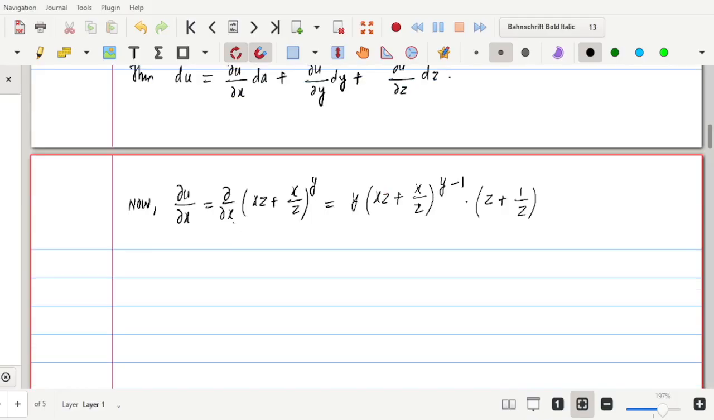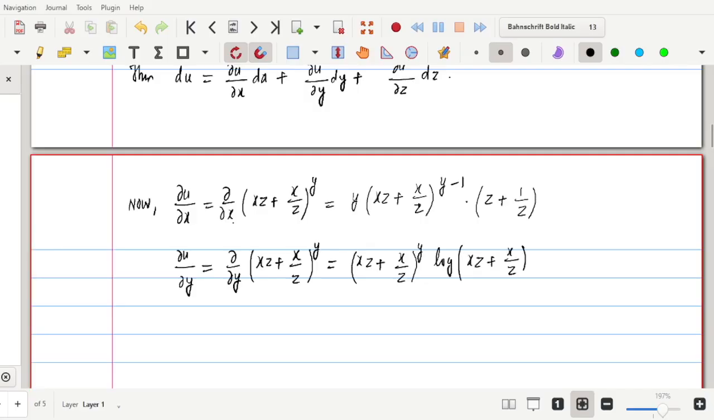Similarly, we can evaluate del u by del y. Now this is equal to del by del y of (xz plus x divided by z) whole power y. Here y is a variable in this partial derivative and x and z are constants. Now we have to apply the logarithm rule to find the derivative of this constant power y, which will be equal to the same constant, (xz plus x divided by z) power y, into log of xz plus x divided by z. So this will be the partial derivative of u with respect to y.